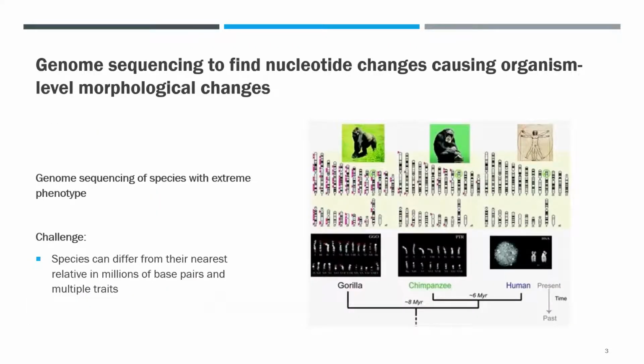And to get to this end, one of the strategies that we can use is to sequence the genome of species with extreme phenotypes. But this strategy also has its own set of challenges because species can differ from their nearest relatives in millions of base pairs and in multiple traits. And so this would complicate our ability to infer associations between genetic elements and the trait of interest.